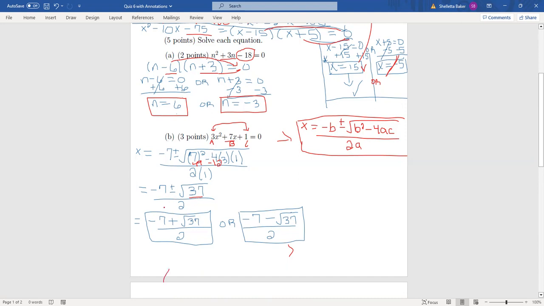And then we divide those to get our two possible solutions. One where we add, negative 7 plus that square root of 37, or where we subtract, negative 7 minus that square root of 37, over 2. These are our two possible solutions. There's your review for quiz 6.